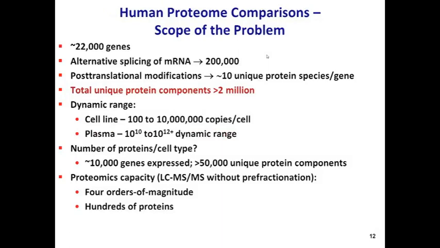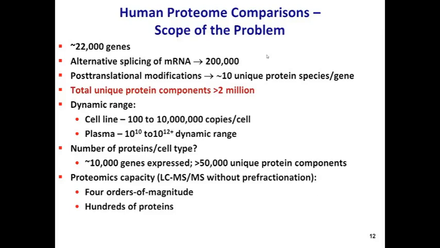In addition to this great complexity, we also have a dynamic range challenge. In a cell line, the copy number of individual proteins might range from approximately 100 up to 10 million or more copies per cell. In biological fluids, the dynamic range of protein concentrations is even greater. Estimates for plasma are 10 to the 10th to 10 to the 12th, and to some extent this is limited by the detection level, and as we become more and more sensitive in terms of detecting low abundance proteins, probably the dynamic range in biological fluids is going to be even wider than 10 to the 12th.